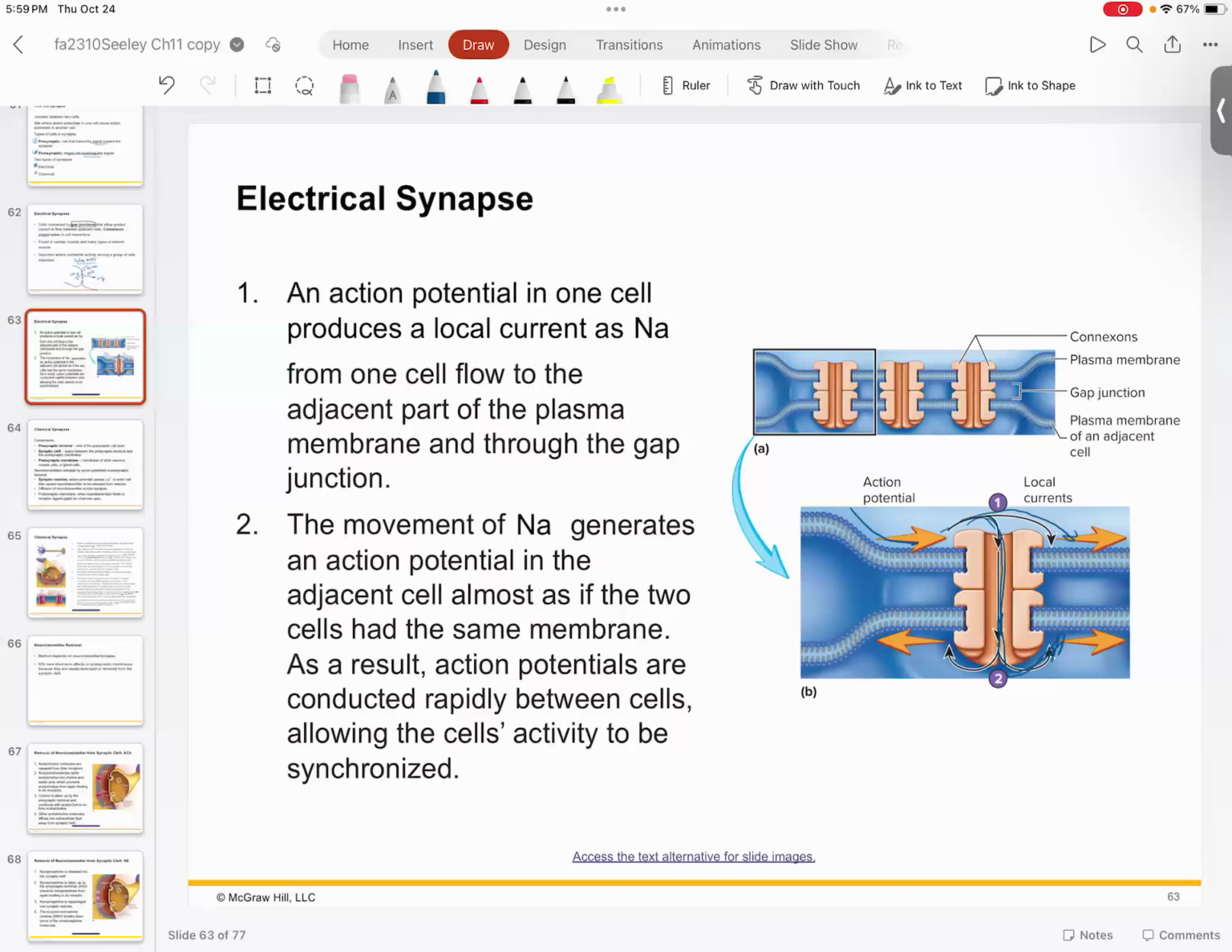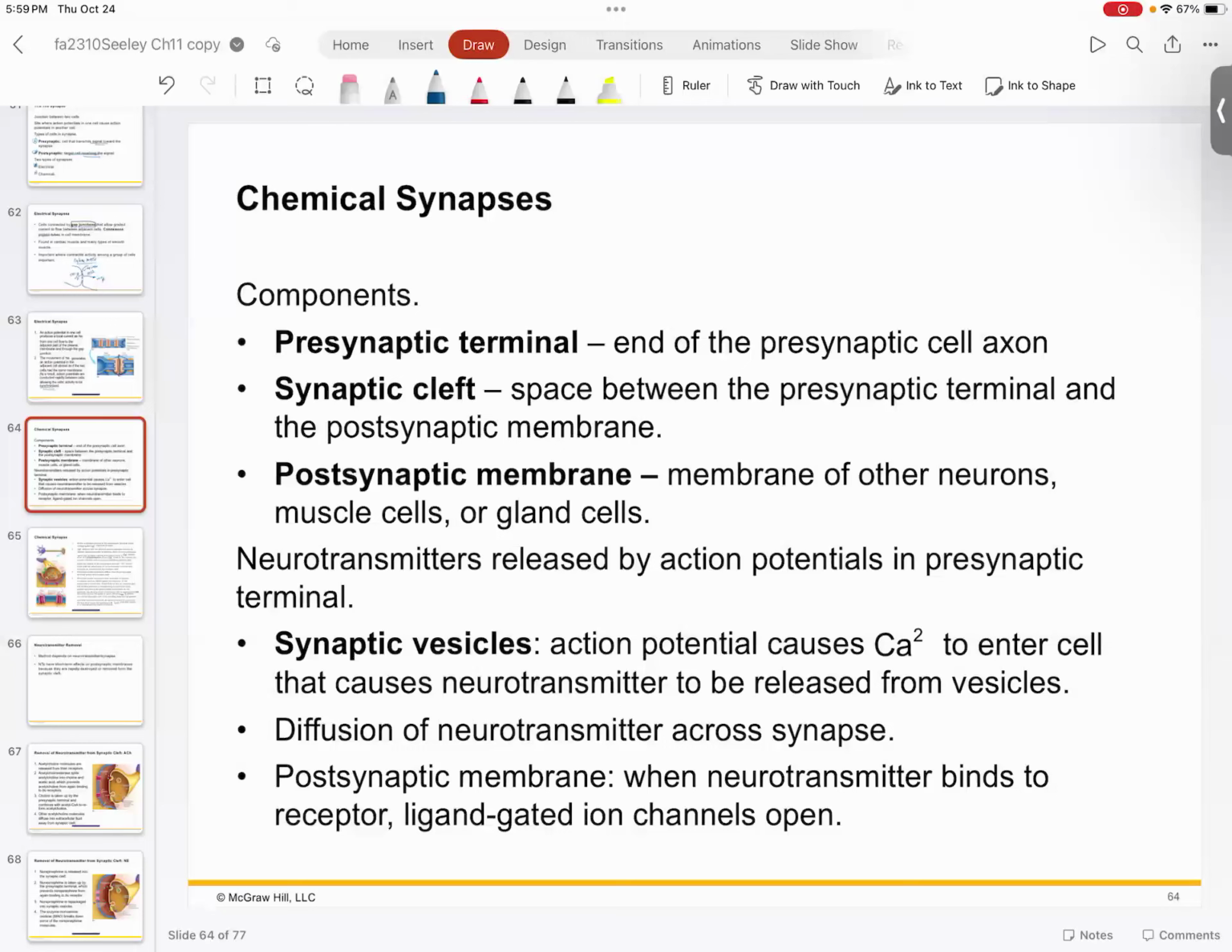This basically allows both cells, 1 and 2, to essentially experience and generate an action potential at pretty much the same time. And that is the way you synchronize those two cells together and any other cells that are connected with gap junctions. And typically, like I said, for the most part, in A&P, you'll probably run into those if you're talking about cardiac muscle, and that's where you're going to largely see those.